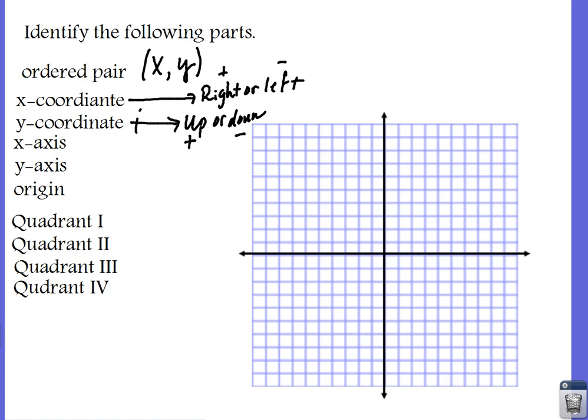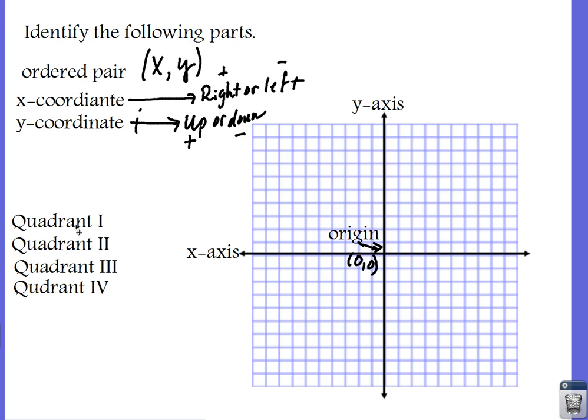The x-axis is the axis that goes right and left. And the y-axis is the one that goes up and down. The origin is the point in the center, and its ordered pair is 0, 0. It's also known as the starting point. So when you graph an ordered pair, that's exactly where you're going to start.